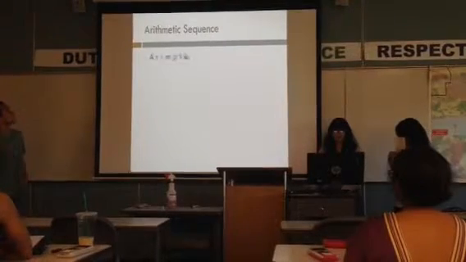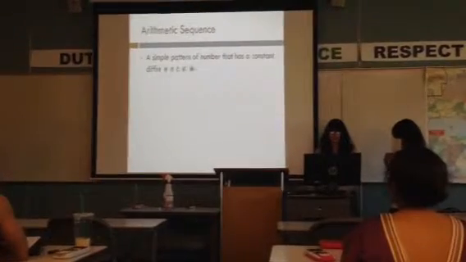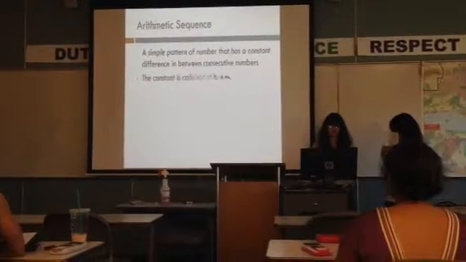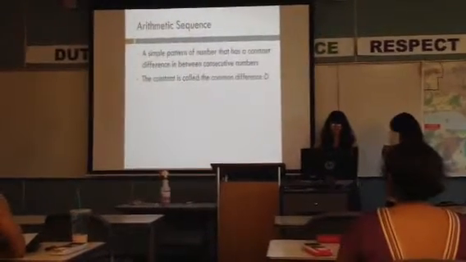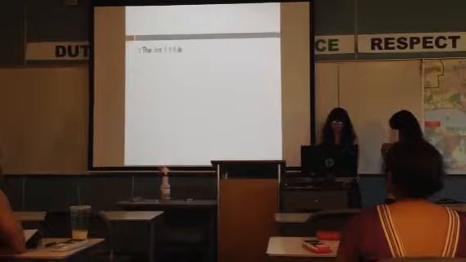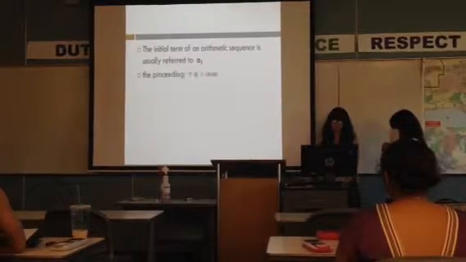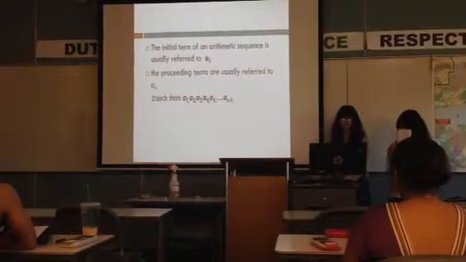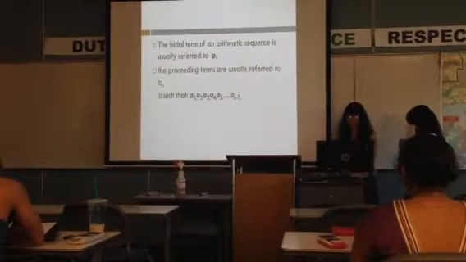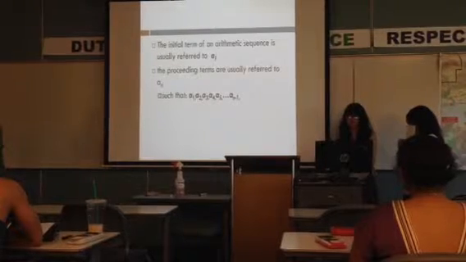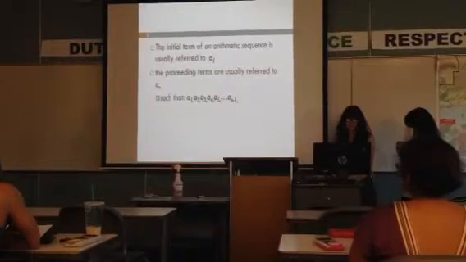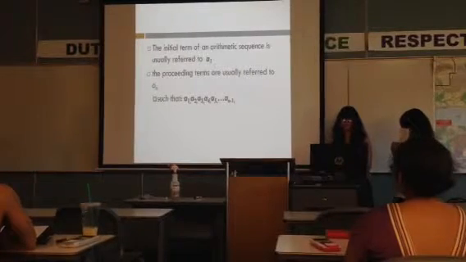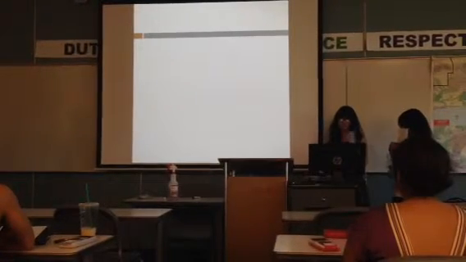The arithmetic sequence is a simple pattern of numbers that has a constant difference between consecutive numbers. The constant is called the common difference d. The initial term of an arithmetic sequence is usually referred to as a sub 1. The following terms are referred to as a sub n, such as a sub 1, a sub 2, a sub 3, a sub 4, all the way to a sub n minus 1.